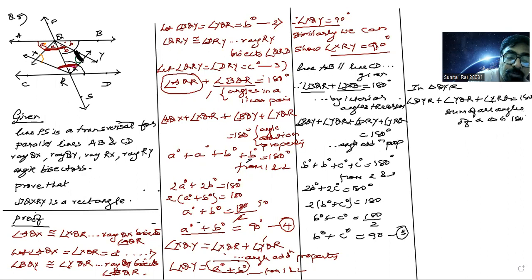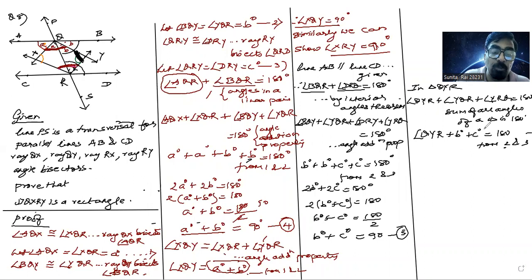Now put the values, children. So angle QYR plus B degrees plus C degrees equals 180 degrees, from 2 and 3. In statement number 2 the angle is B, and in statement number 3 the second angle, that is angle YRQ, is C degrees. Got it? So the reason for this is from 2 and 3.